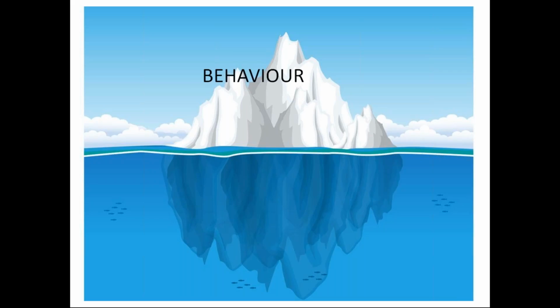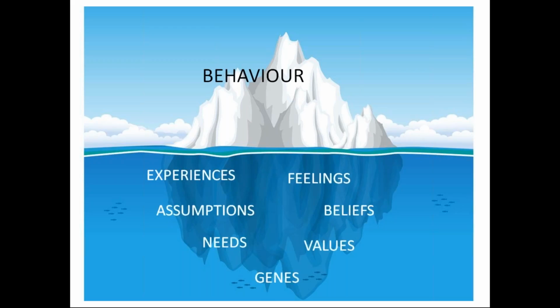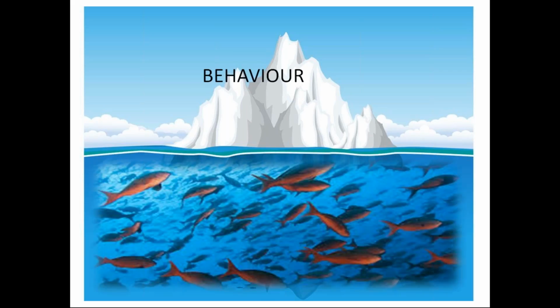Now what causes behavior? What are the reasons behind the way a person behaves in a certain way? As you can see here, your feelings, the person's beliefs, values, needs, assumptions, and experiences are all the basis for a person's behavior. And I've also mentioned genes here because there are certain things which we inherit because of our genes. So all this contributes to our behavior.